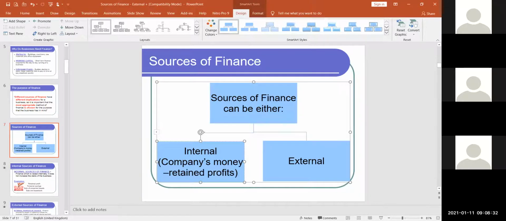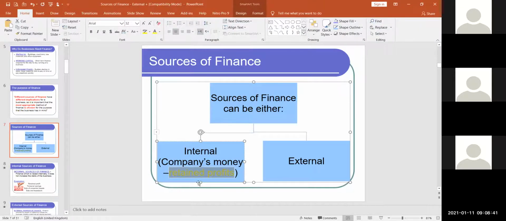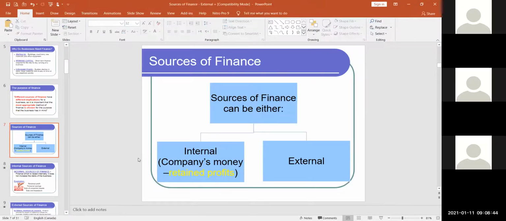So what do we mean by retained profits? We took this term before. Retained profits. Okay, retained profits, we took this in the profit and loss account last quarter or last trimester.